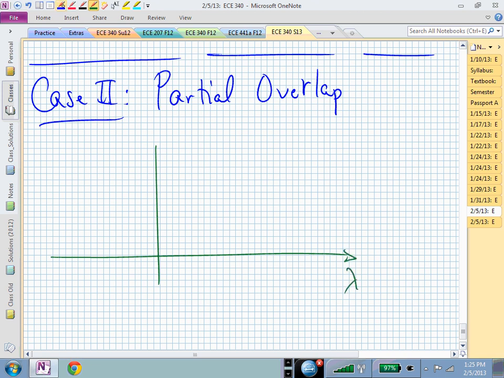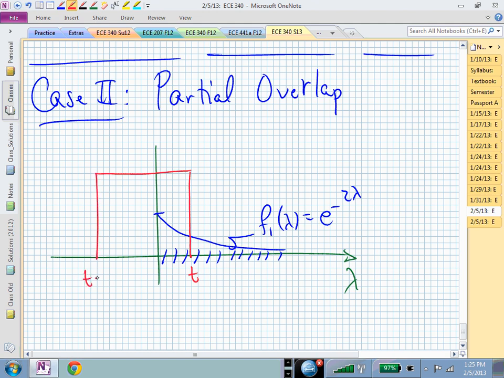There's my lambda axis. Here is my f sub 1 of lambda, which is e to the minus 2 lambda. And now I'm actually varying my time t from minus infinity up to plus infinity, and part of the way through that process, I'm going to let this t go to the right of 0, and then this is going to remain to the left of 0. And now this is where that value of 2 is non-zero.